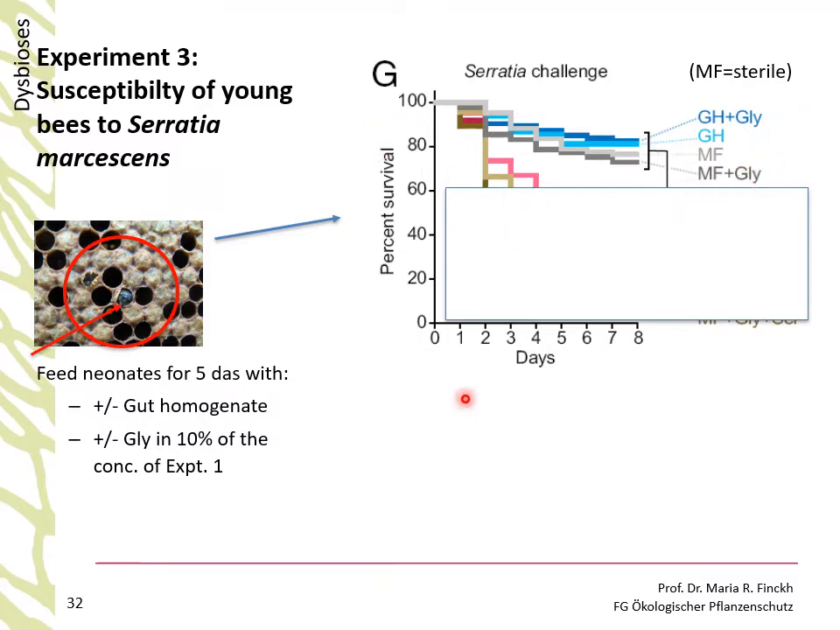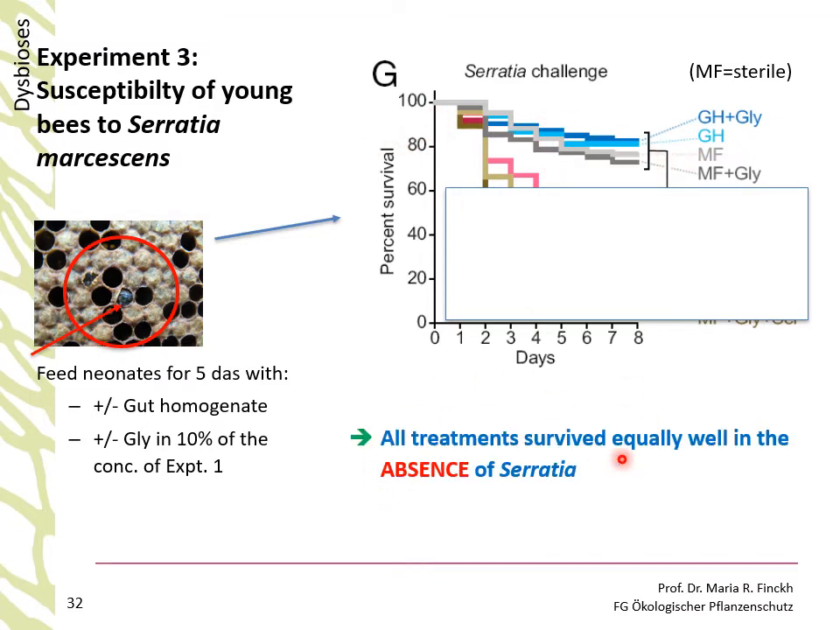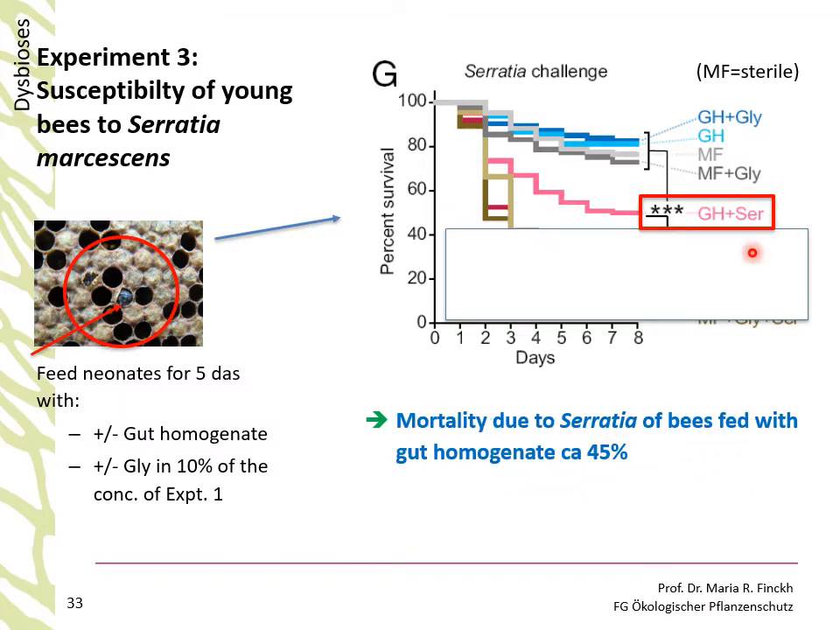And you can see over time back in the beehive, you have a little bit of mortality, but 80% are still alive after 8 days. Then they added Serratia. All treatments survived equally well in the absence of Serratia. You can see here the SER. The bees that got gut homogenate, no glyphosate, but were challenged with Serratia, about 50% died. So you have a significant death rate due to Serratia in the normally fed bees with gut homogenate.